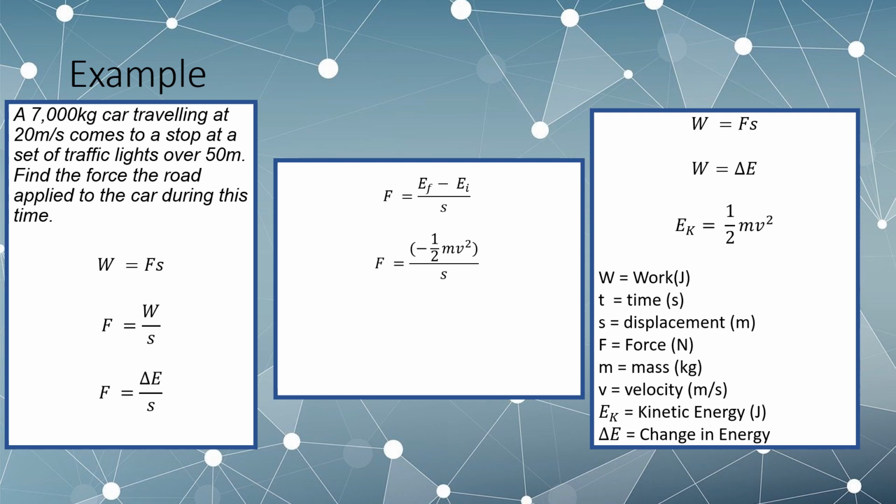Now we have all the information we need. We have our mass, we have our velocity, and we have our displacement. So let's plug it all in and see what we end up with. So we have negative a half times 7,000 times 20 squared all over 50. Which gives us negative 28,000 newtons in the direction of motion. Remembering force is a vector quantity, meaning we need to include that direction. Now we don't have a set direction in the problem, so we're just going to say in the direction of motion. Now this makes sense that it's negative because that force is applying against the car, slowing it down.